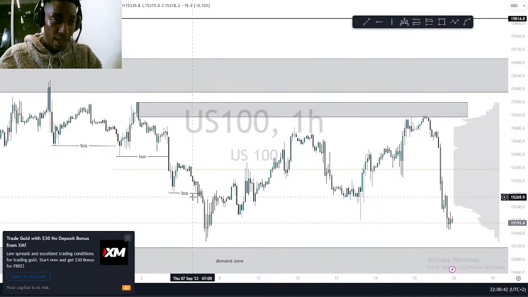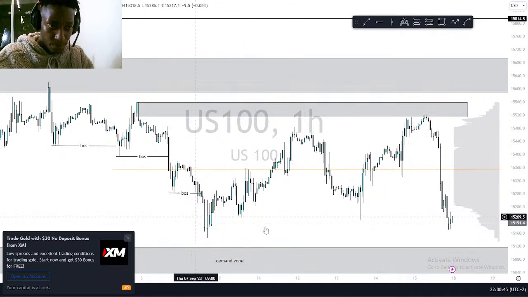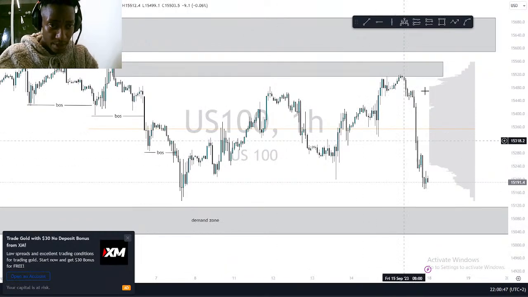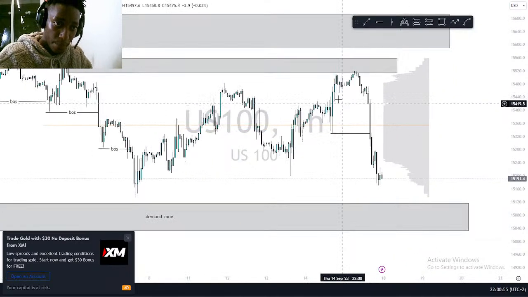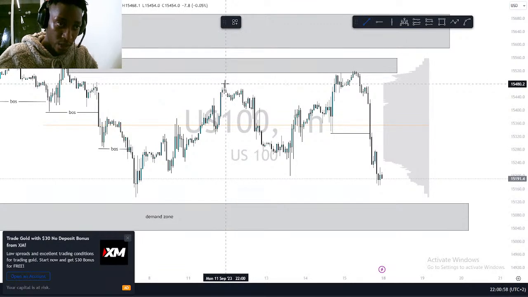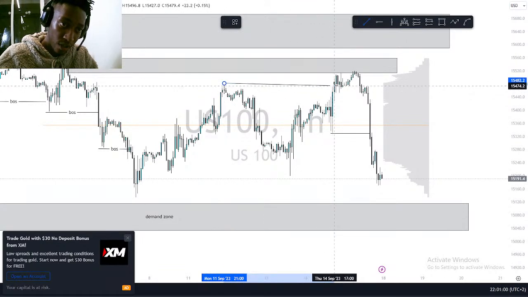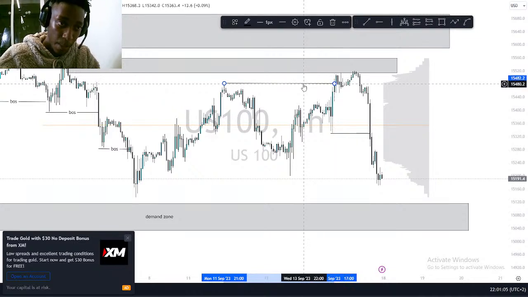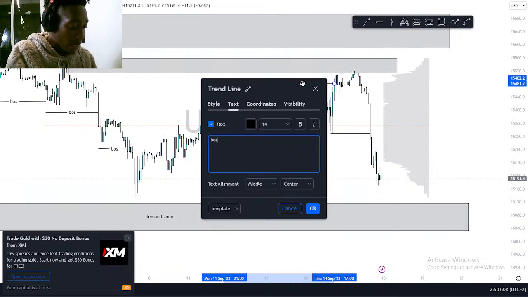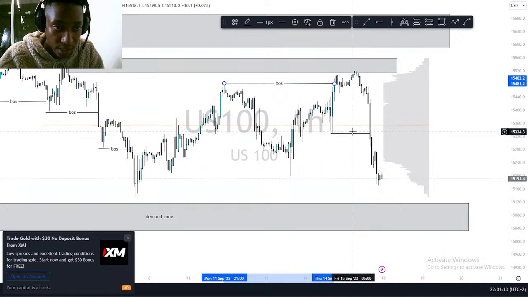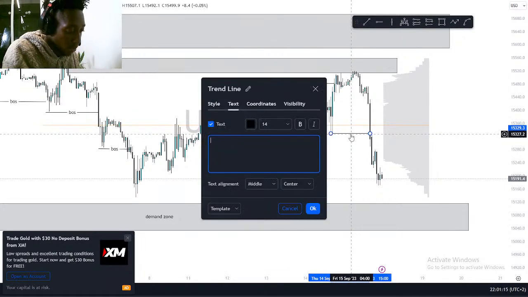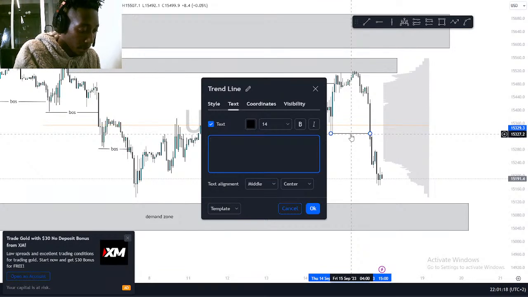So from there we can see that at some point we also have a break of structure here. This is a break of structure, and then also this one, it was inducement, but we can also regard it as a break of structure. You understand? That's our BOS. And then now we need to find out where the market is going.